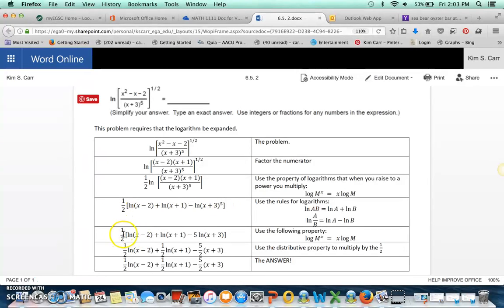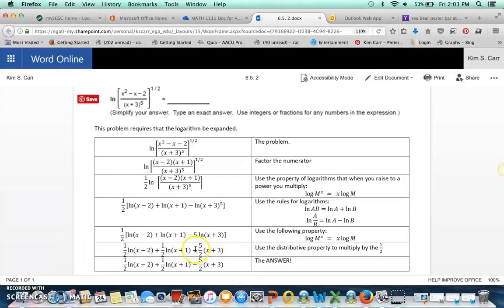So nothing really changes until you get to this. The 5 comes to the front times the natural log of x plus 3. Now you have no exponents left. All we have left to do is to distribute the 1/2. So 1/2 times the natural log of x minus 2, 1/2 times the natural log of x plus 1, and 1/2 times -5 natural log of x plus 3.